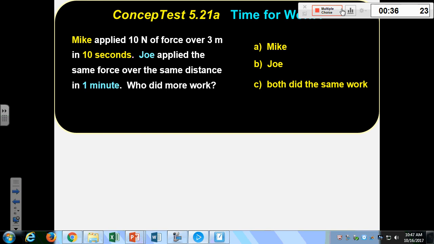Okay, Mike applied 10 degrees force over 3 meters in 10 seconds. Joe does the same in 1 minute. Who did more work? Let's stop at 55 or a minute. We'll go to a minute. Just a few more seconds.